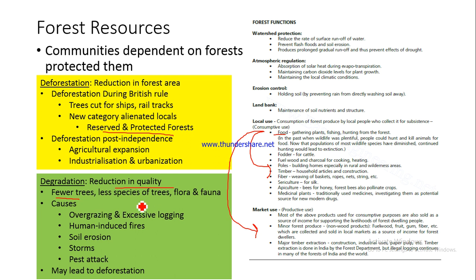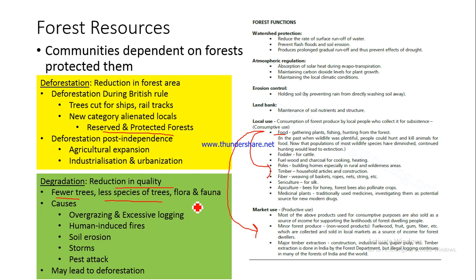Because of natural reasons, fewer species are being supported by the forest. Fewer species of trees or flora. Flora means the plant life and fauna means the animal life. So fewer species of trees, plants and animals are now found in that particular forest. So this is the characteristic of degradation. These are the signals, the symptoms of degradation in a particular forest area.